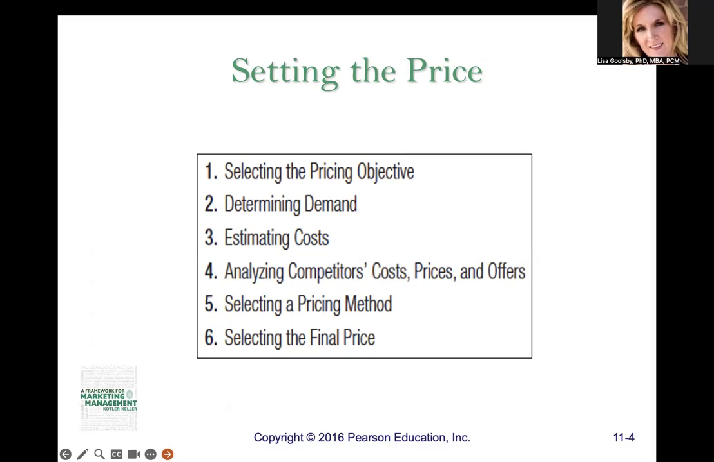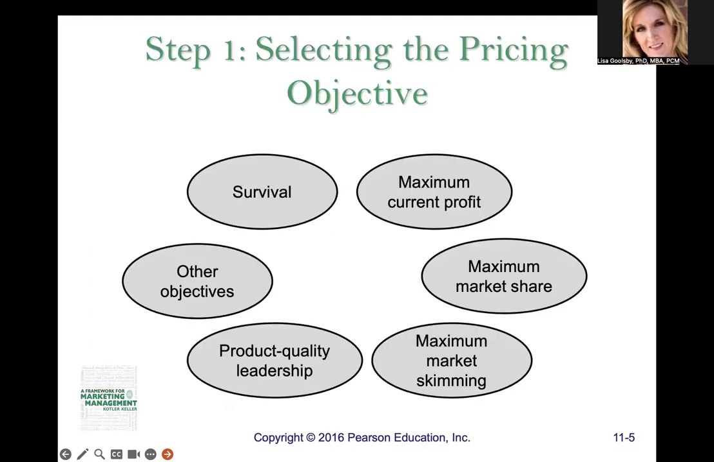We looked at estimating costs. What are the costs? I mentioned fixed and variable costs that have to be analyzed. We look at the competitors' costs and prices and offers, and then we select a pricing method. And finally, we look at that final price. So, what are some of those pricing objectives?